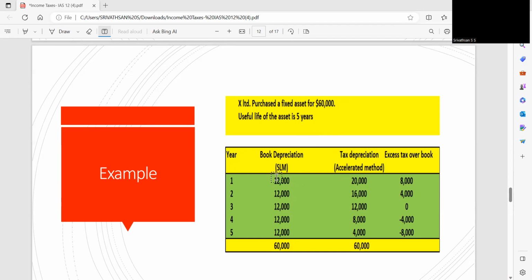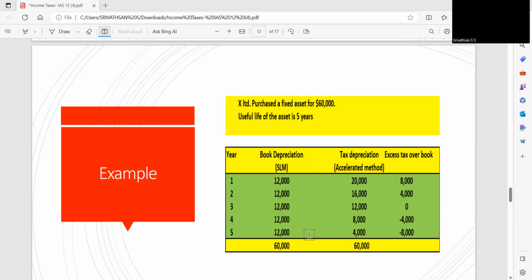Under the straight line method of depreciation, the same amount of depreciation is charged over the useful life of the asset. Here, 60,000 is the cost of the asset and the useful life is 5 years, so 60,000 by 5 is 12,000. A depreciation expense of 12,000 is charged over the 5-year period. Whereas in the tax book, the tax authority is using the accelerated method of depreciation, in which a higher amount of depreciation is charged in the initial years and a lower amount in the subsequent years.